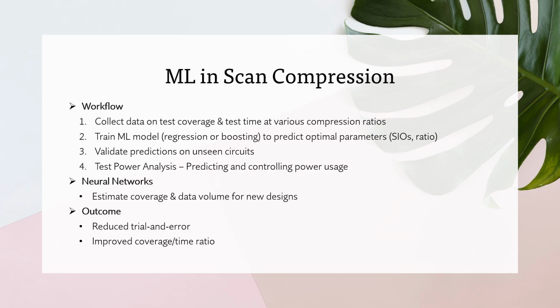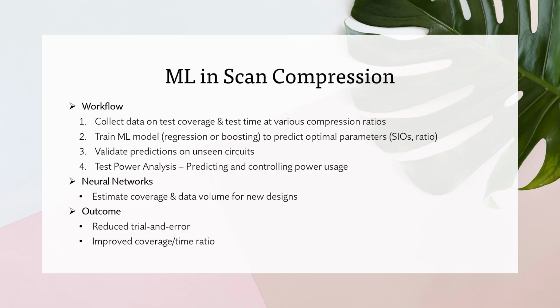Next, we feed that training set into a machine learning model like a regression or boosting model, which learns how different compression settings affect the coverage and the test time. Then instead of testing possible settings again and again, we can just ask the model what the best settings are for this new chip design. So the model's prediction helps us pick the ideal compression settings very quickly, rather than the traditional approach where we just do it by trial and error.